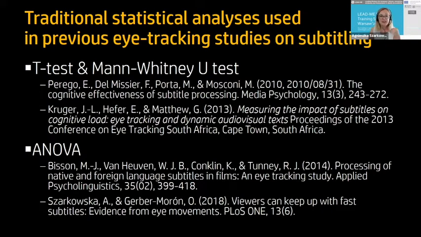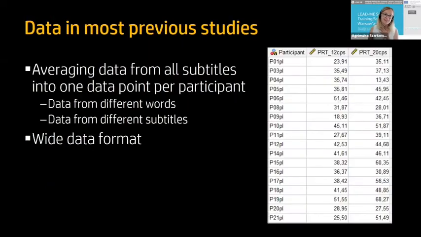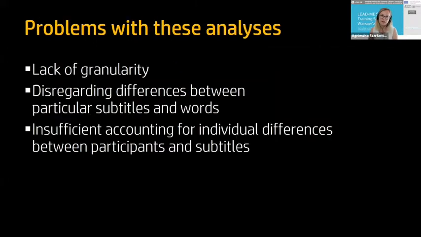So traditionally, as I said, people would use either a t-test or some non-parametric equivalents of this, or ANOVAs to analyze this, myself included. I'm guilty of this as well. So this is what we did. When you conduct a t-test or an ANOVA analysis, you have one row per participant, right? That's within subject design. So we have two columns, one for the slow subtitling speed, the other for the fast subtitling speed. But what you're essentially doing is collating the data from every subtitle to one single value. And this is what is known as the wide format, right? So you haven't got data for different words, you haven't got data for different subtitles, you're just providing one value. And so that's a lot of averaging going on here.